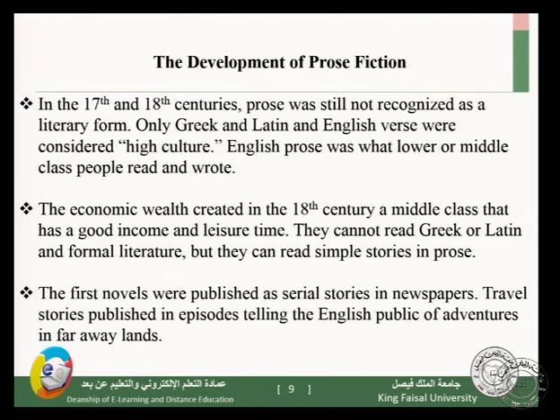The economic wealth created in the 18th century produced a middle class that has a good income and has some time off, some leisure time. They cannot read Greek or Latin or formal literature like dramas and tragedies, but they can read simple stories written in simple prose. So the first novels that were published were published as serial stories in newspapers. They included travel stories published in episodes telling the English public of adventures in faraway lands.